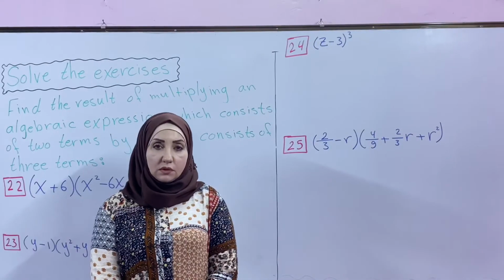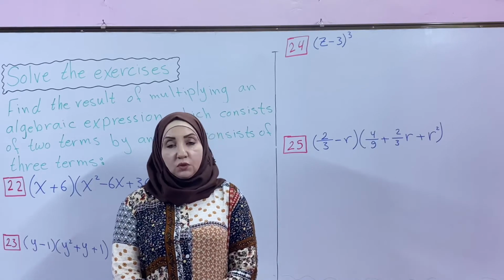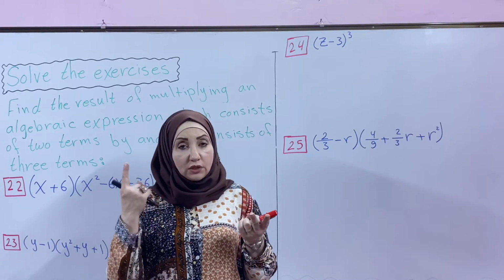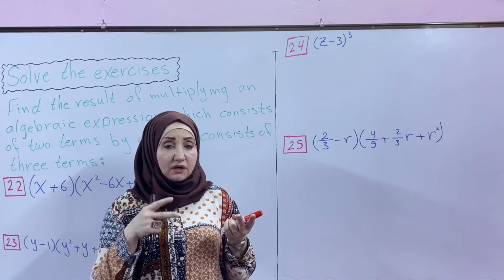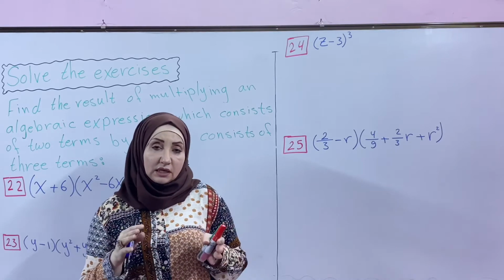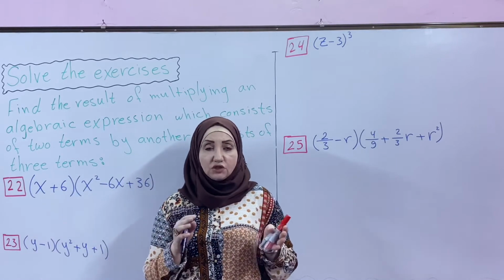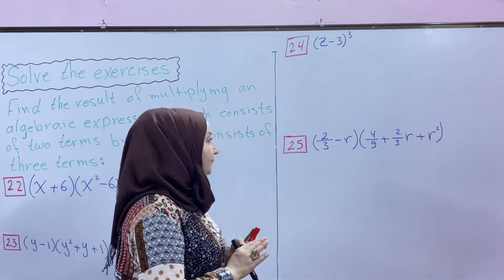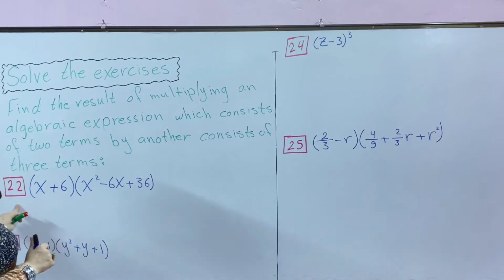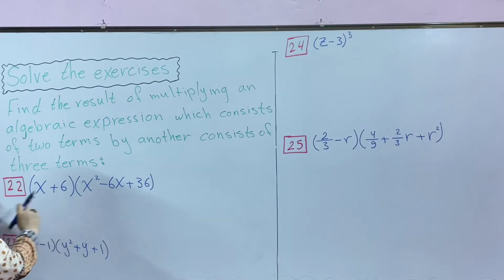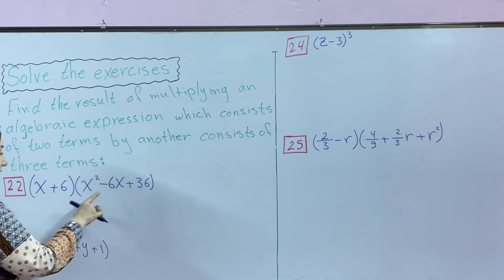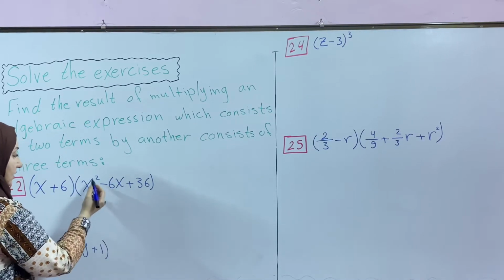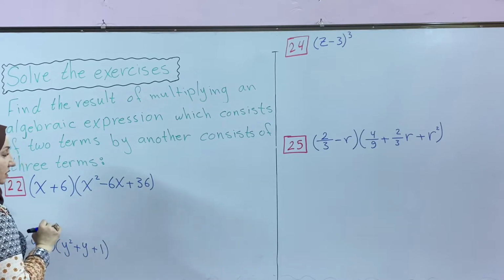And now we will solve another type of question, in which we find the result of multiplying two algebraic expressions. One of them consists of 2 terms and the other consists of 3 terms. Now the form of the question will be different. Number 22. We have the expression x plus 6 multiplied by the other expression, which consists of 3 terms, x squared minus 6x plus 36.